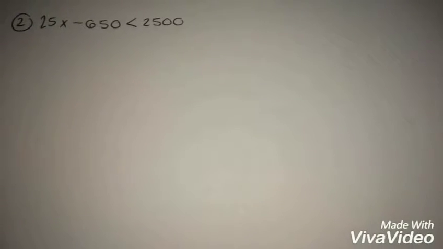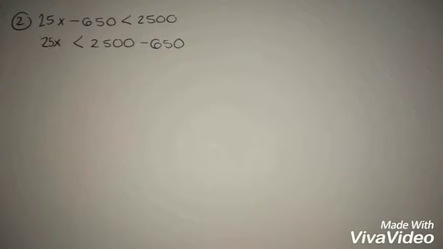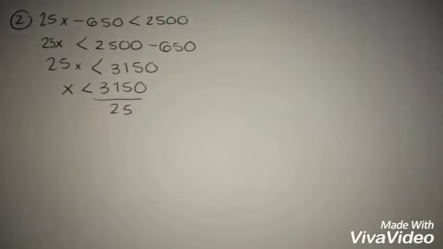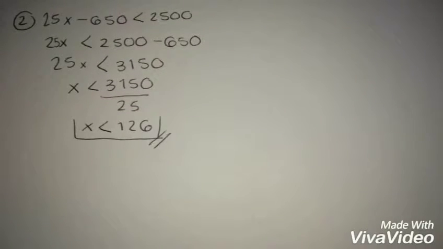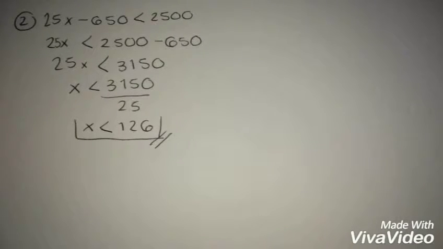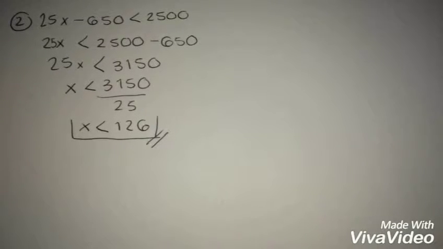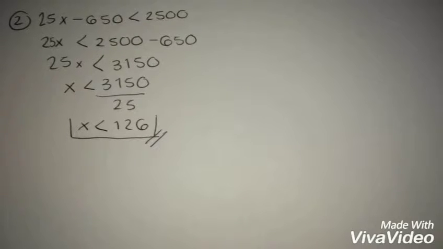Problem 2 tells you to use the equation of problem 2 of part 1. The problem tells you how many hamburgers need to be sold so that the total will be less than 2,500. To solve it, we must use the equation 25x minus 650 less than 2,500, and we would only continue solving the x to obtain the value of the hamburgers. The result is 126. This means that less than 126 hamburgers are needed to have a total of less than 2,500.